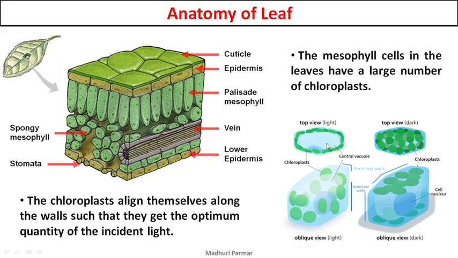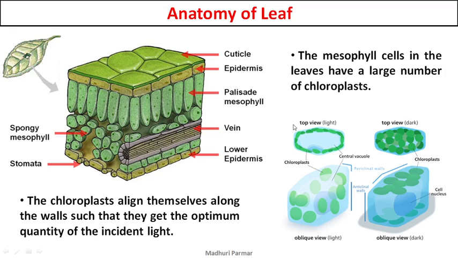For example, here you can see when there is light, so there is enough light energy falling on the leaf. In such cases, the chloroplasts will be on the side. This is the top view, where you can see the chloroplasts present on the side, and this is the side view, where you can see that the chloroplasts are present near the side walls, the lateral walls.